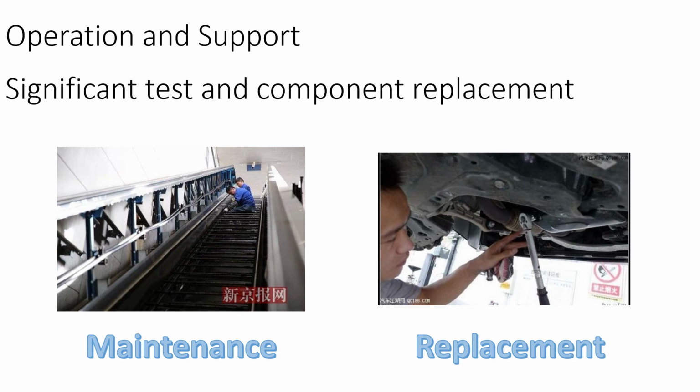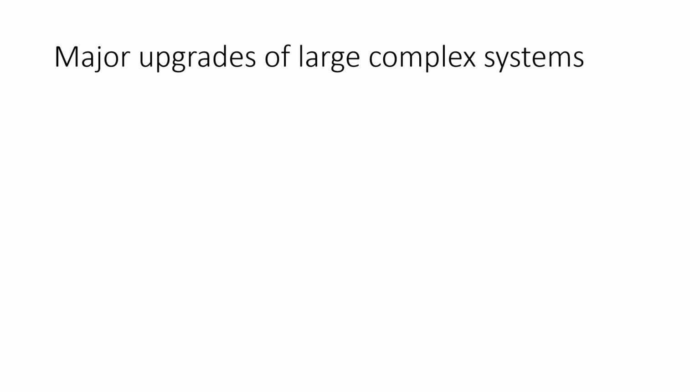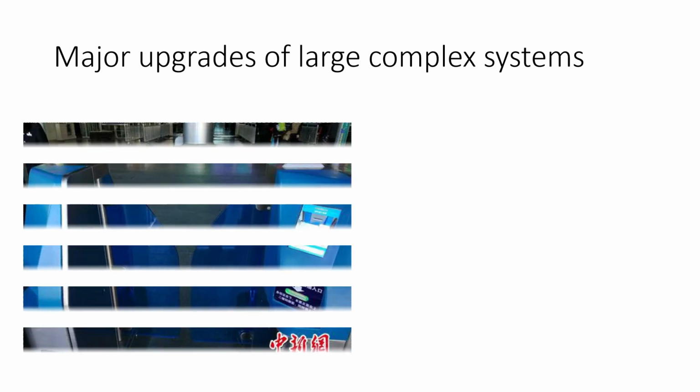So the next one is significant test and component replacement. The subway communication system also needs routine maintenance, repair, and replacement of equipment. I have explained this part in detail in the paper. The next one is major upgrades of large complex systems.